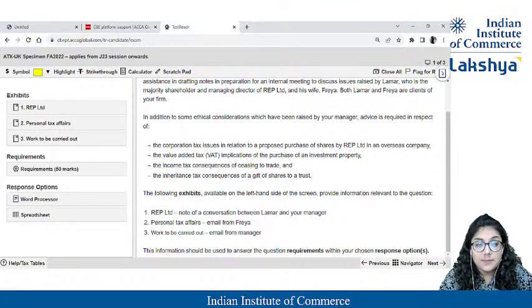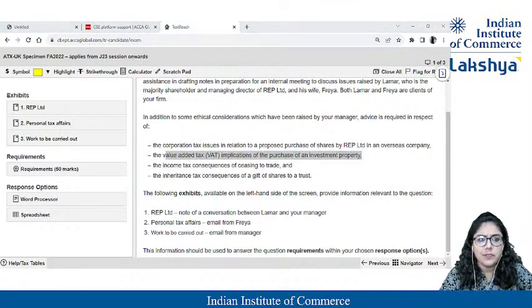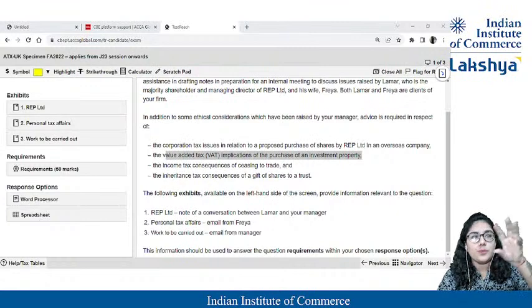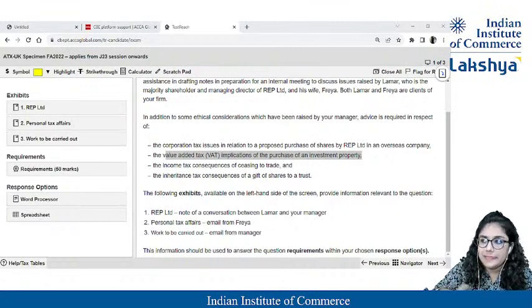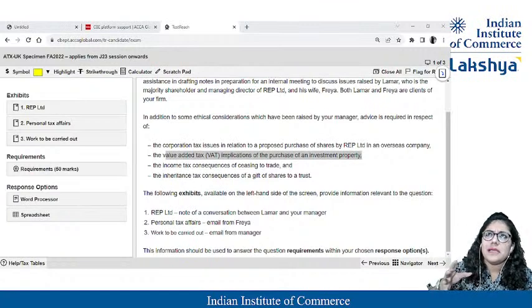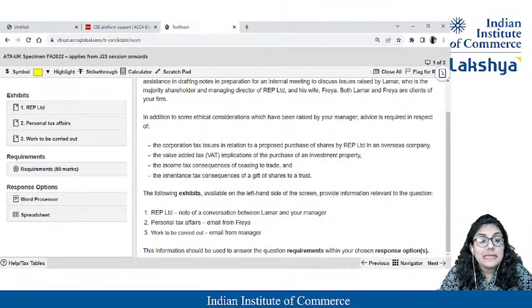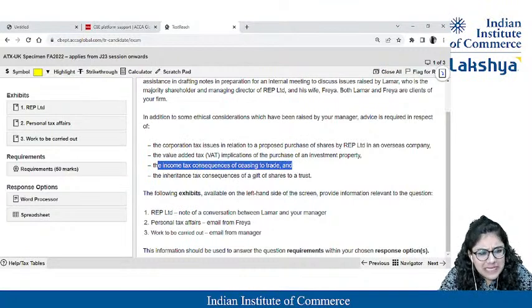So what about VAT, guys? The VAT, value added tax implications on the purchase of the investment property. We know that at the time I want to purchase some investment property, no matter whether it is land or building, we need to pay an amount of VAT. So can I get the credit of the VAT? Can I utilize the VAT against the other party? That is something we need to know.